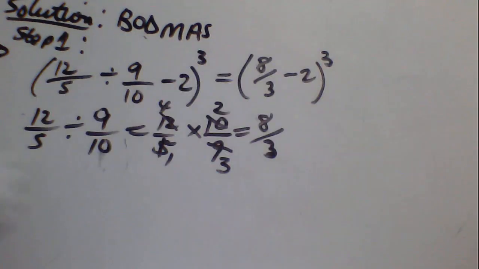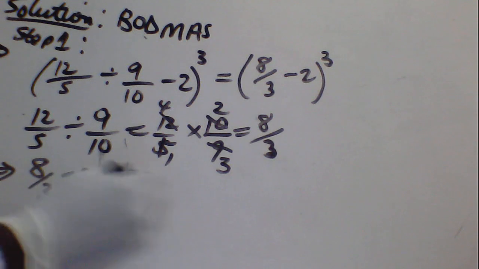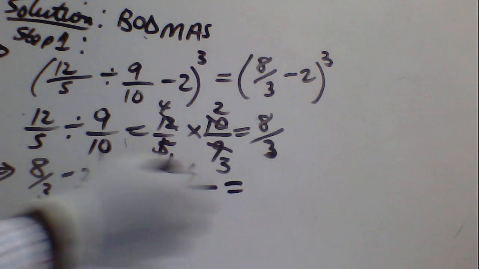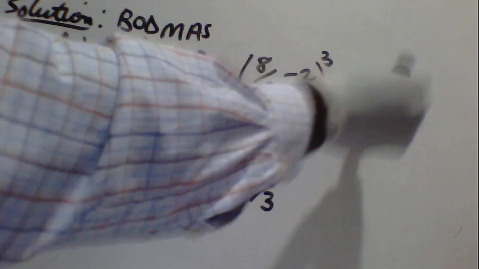So here we have 8 divided by 3 minus 2. Remember that 2 here is the same as 2 over 1, because any number divided by 1 is still the number. That's why we don't usually write 1. So from here, the LCM of 3 and 1 is 3. 3 divided by 3 will give us 1. 1 times 8 will give us 8. Minus 3 divided by 1 will give us 3. 3 times 2 will give us 6. So 8 minus 6 will give us 2 over 3. So this expression here is equivalent to 2 over 3 raised to power 3.